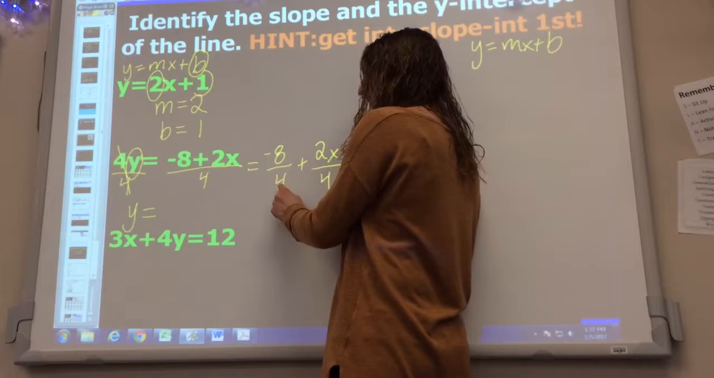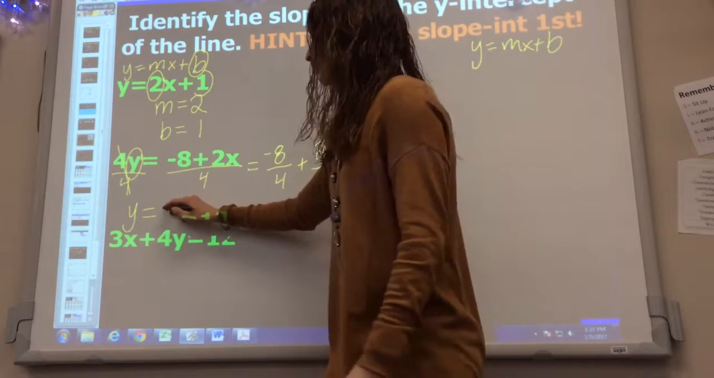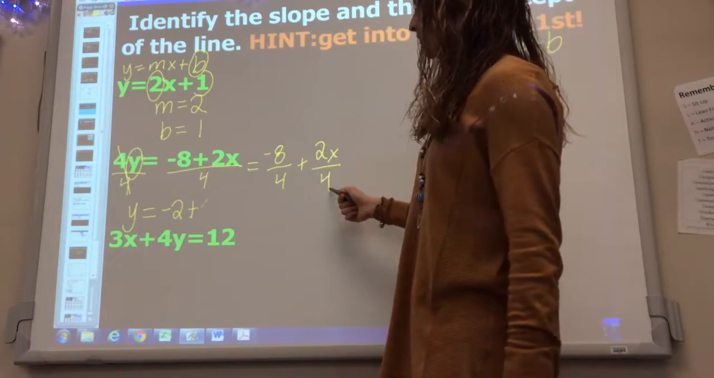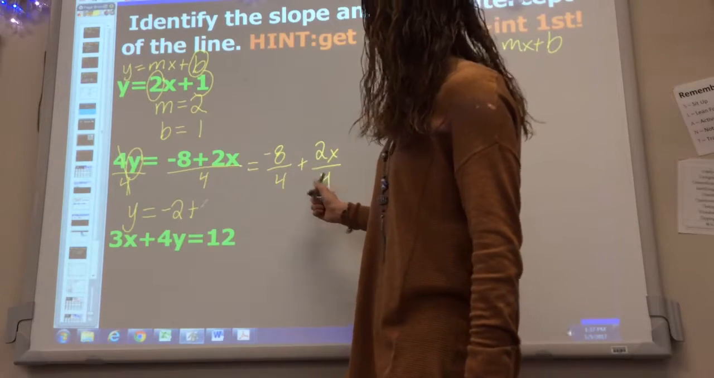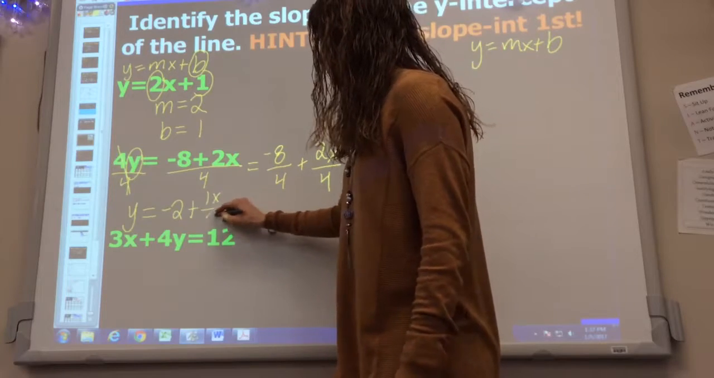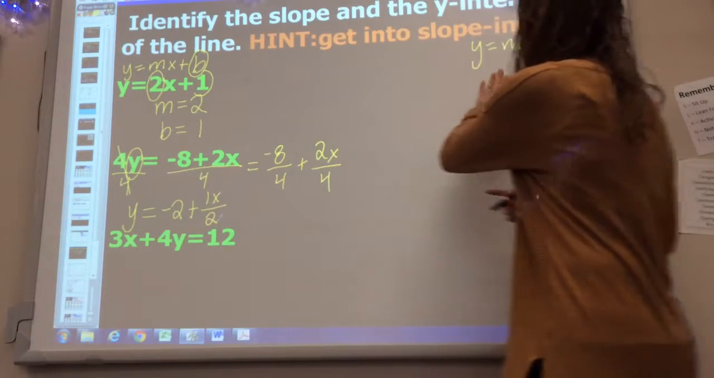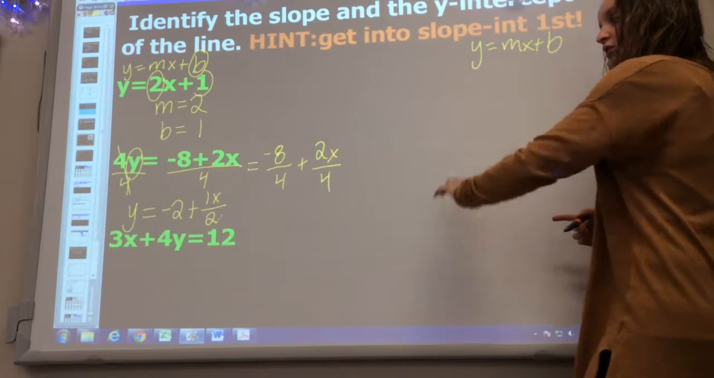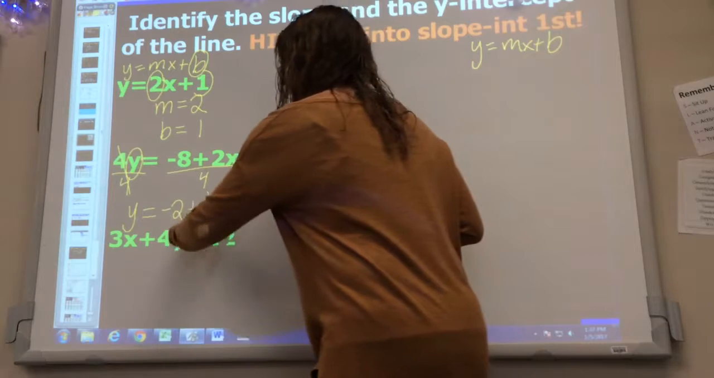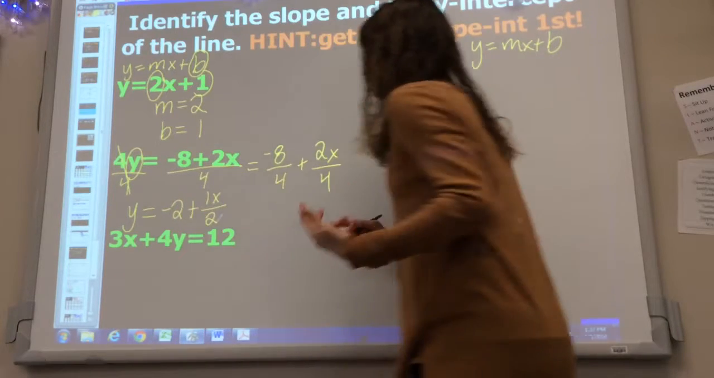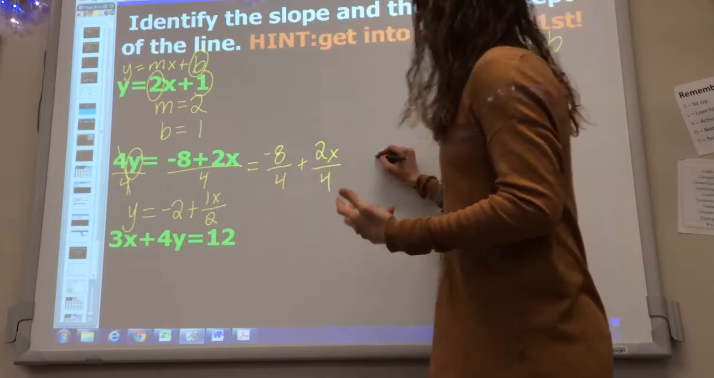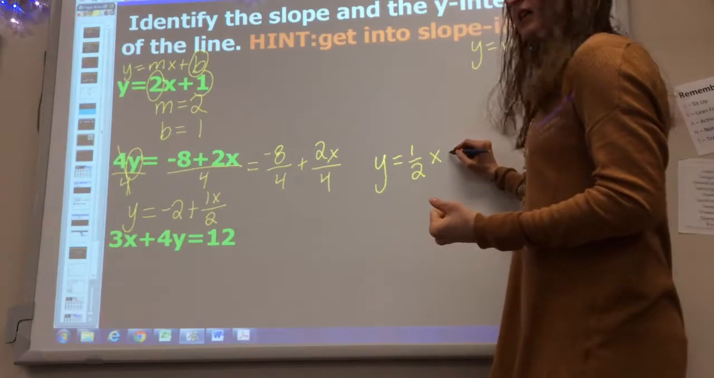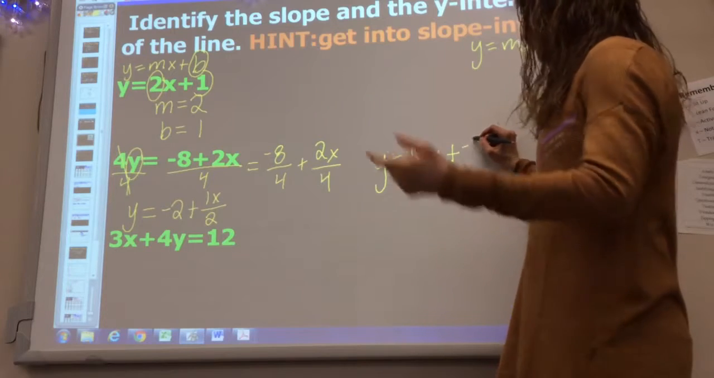So what's negative 8 divided by 4 then? Negative 2. And then we have a plus sign. What is this going to reduce to? 1x over 2. Great job. Now, is this in slope-intercept form yet? No, because what do we have to switch? We have to switch these two around, right? So then we're going to have y equals 1/2 x, and then what sign do we have here? Negative. Plus a negative 2.